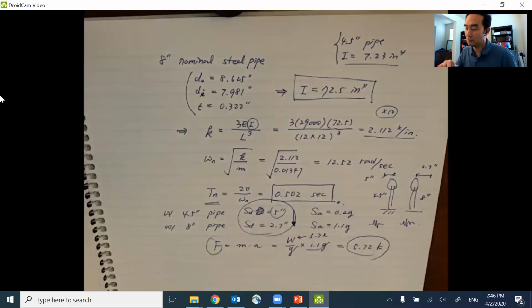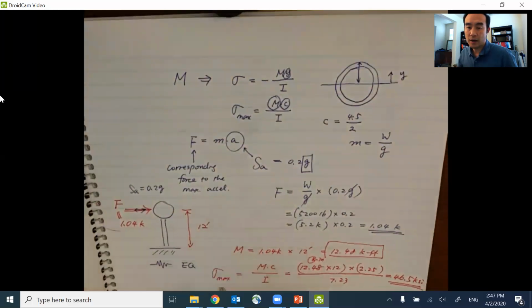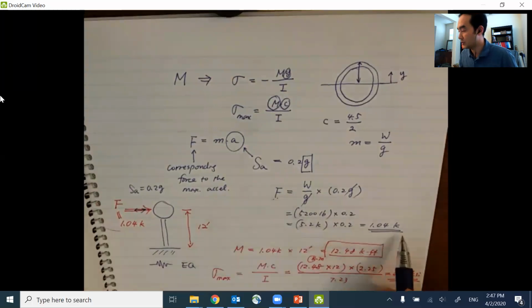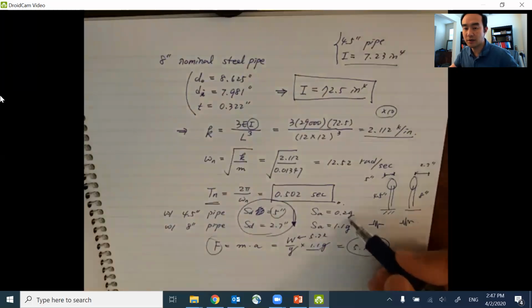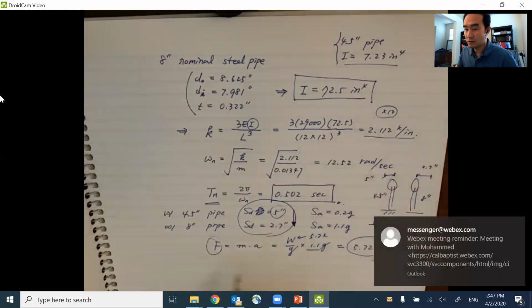Let's compare to the previous calculation. With 4.5-inch pipe, the inertia force was only 1.04 kips. Now, due to the increase in the spectral acceleration, almost 5 times, right? Exactly 5 times actually, and a little bit longer, to 5.5 times. So anyway, the corresponding force is now increased to 5.72 kips.